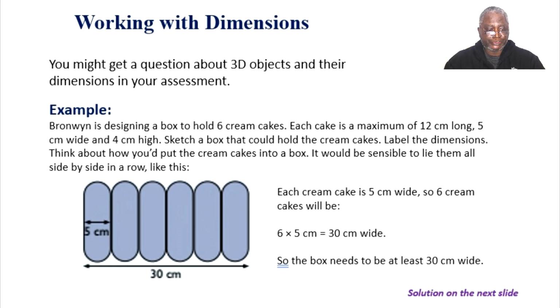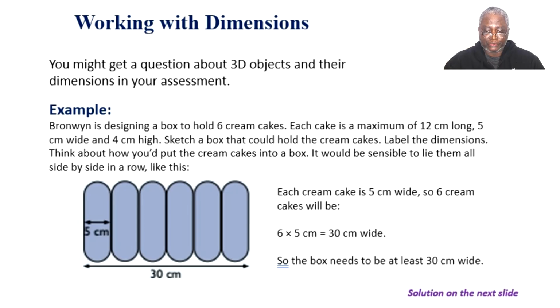Working with dimensions. You might get a question about 3D objects and the dimensions in your assessment. For example, Bronwyn is designing a box to hold 6 cream cakes. Each cake is a maximum of 12 centimeters long, 5 centimeters wide, and 4 centimeters high. Sketch a box that could hold the cream cakes. Label the dimensions. Think about how you'd put the cream cakes into the box.